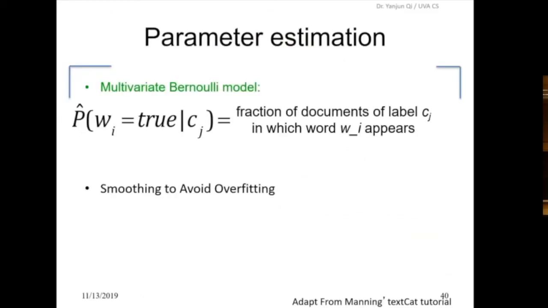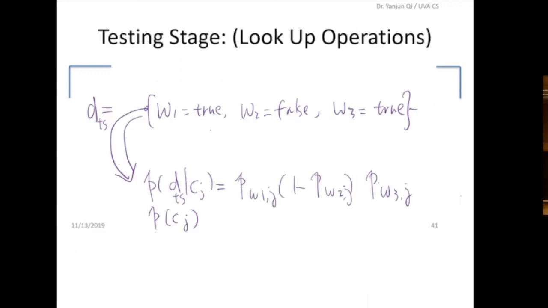Everything is included. All right, so now how do you estimate for a specific word, conditioned on a specific class? You just do the fraction of the documents of label CJ in which word I appears. So those documents have the word W and their label is CJ. In the denominator is the number of documents in your training data. And then when there's a new document coming in at the testing stage, how do you do it? You should also know this very clearly. It's really a lookup operation, right?